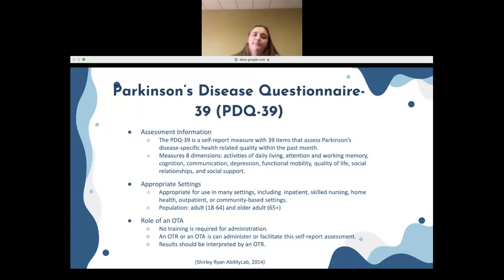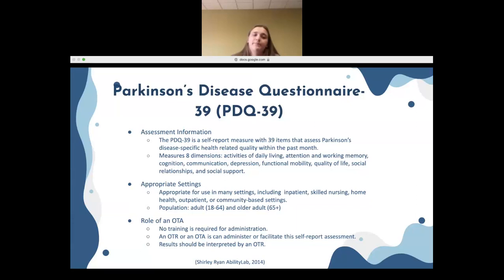This assessment is appropriate for use and is commonly used in a variety of settings, including inpatient rehab, skilled nursing, home health, outpatient, and even community-based settings. This assessment should be used in adults and older adults diagnosed with Parkinson's disease. There is no specific training required to administer the assessment. Health professionals, including both OTRs and OTAs, are able to facilitate this assessment.